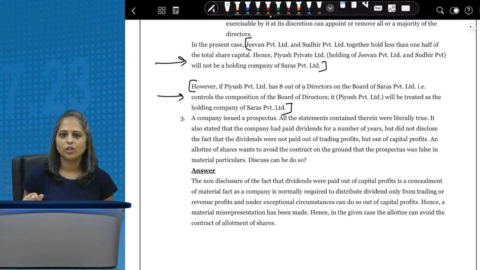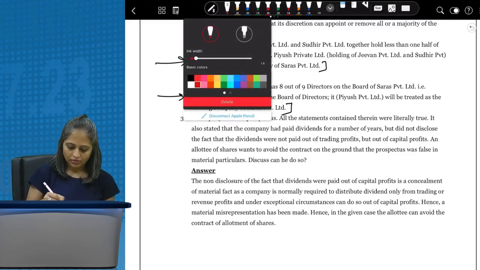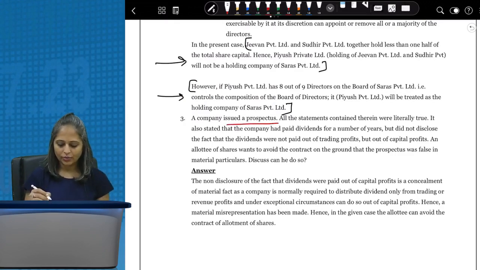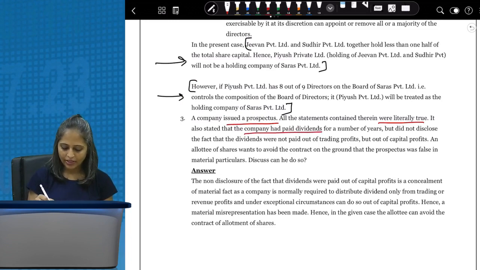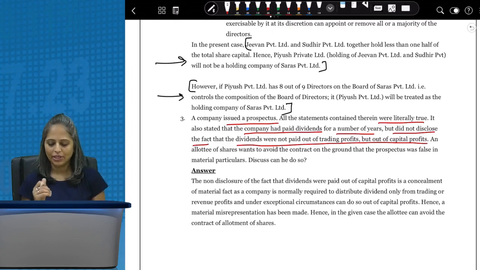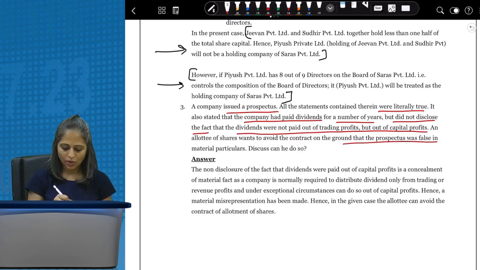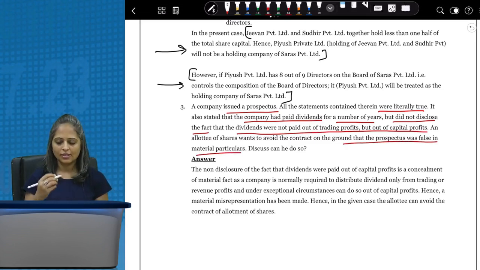Coming to the third question, a company issued a prospectus. All the statements contained therein were literally true. It also stated that the company had paid dividends for a number of years, but did not disclose the fact that dividends were not paid out of trading profits but out of capital profits. An allottee of shares wants to avoid the contract on the ground that the prospectus was false in material particulars. Discuss whether he can do so.